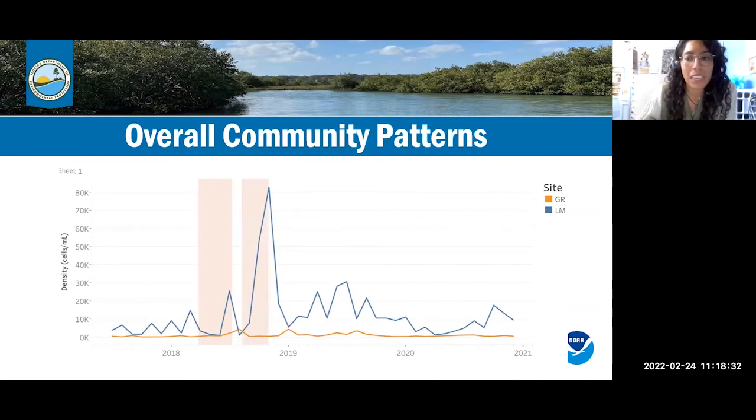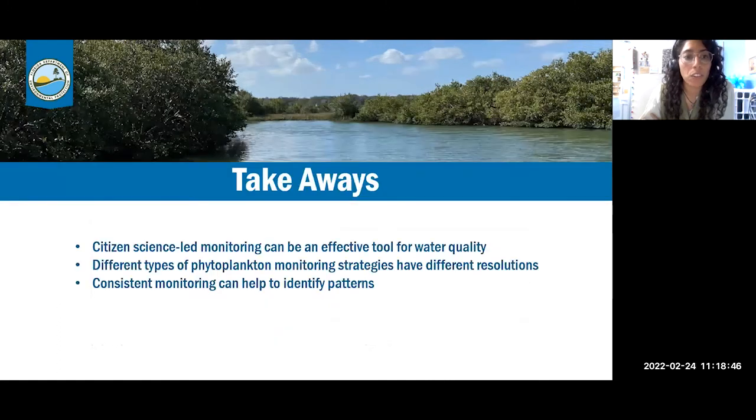And then again, during the second peak, the dam was under construction again. So we saw that closing. But essentially what this is telling us is that the dam is reducing that residence time and really helping us keep the populations of phytoplankton to more healthy levels. So main takeaways from this are citizen science-led monitoring can be a really effective tool for water quality. We also know that different types of phytoplankton monitoring strategies have different resolutions. And we know that consistent monitoring can help us identify patterns in our system.